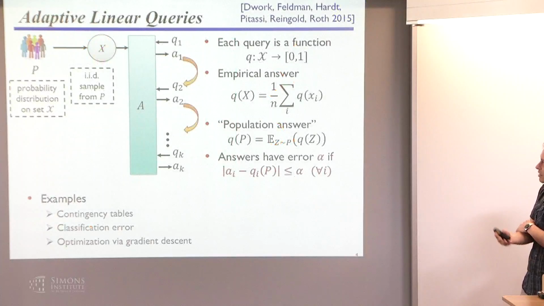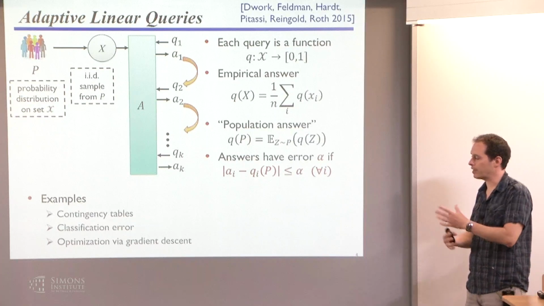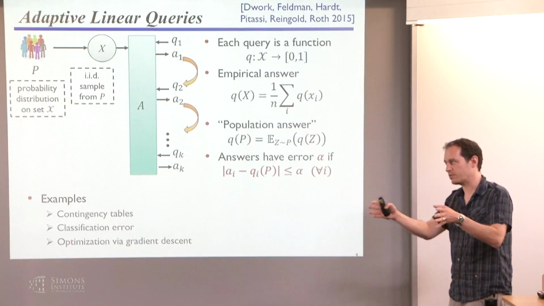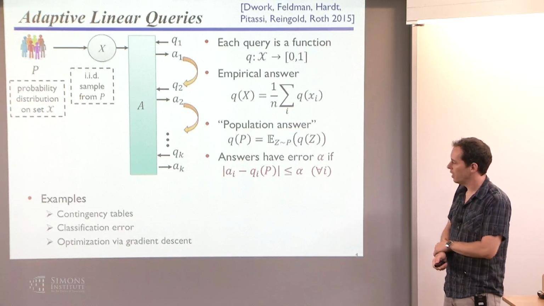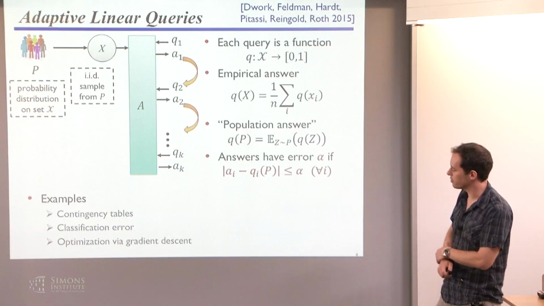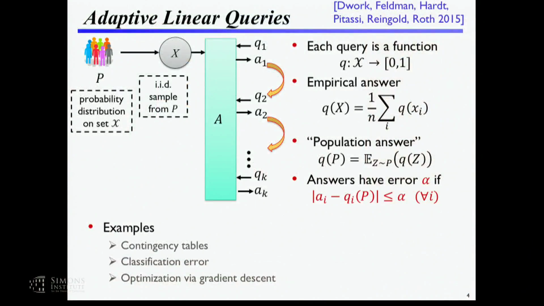These types of queries capture lots of basic analyses. Contingency tables, for example, or marginal distributions can be represented as a sequence of such queries. Classification error of a candidate classifier certainly fits this kind of model, and also a lot of more sophisticated optimization algorithms. For example, gradient descent can be thought of as an adaptively chosen sequence of queries of this form.